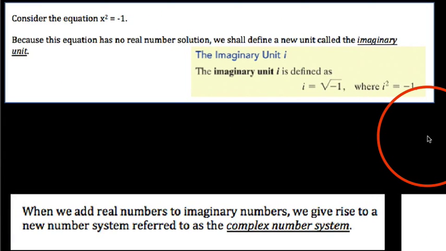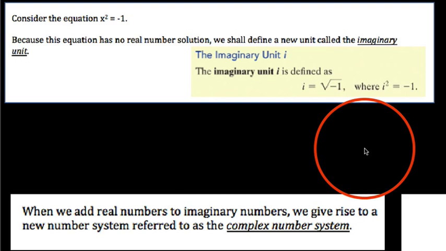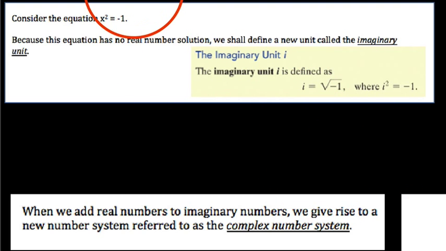Okay, YouTube, in this video I'm going to introduce the imaginary unit i as well as the concept of what we call the complex number system. So let's consider this equation, x squared equals -1, before we get into the complex number system, so that we can define the imaginary unit i.